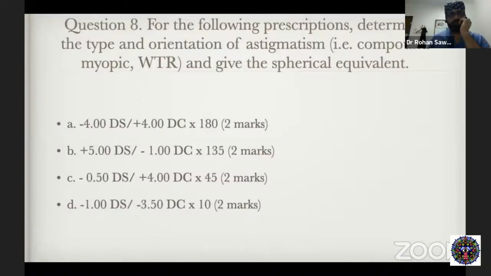Anyone? So there's a minus minus. If you transpose it, compound myopic, sorry, it's a minus prescription. Sure? Any confusion? With the rule, if you transpose, it becomes plus at 90, and the spherical equivalent is minus 2.75.